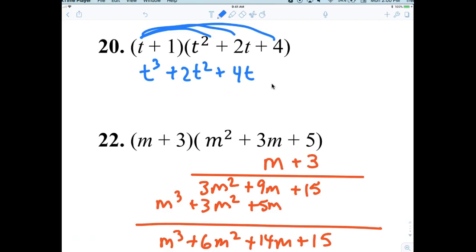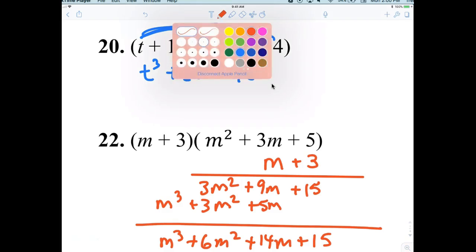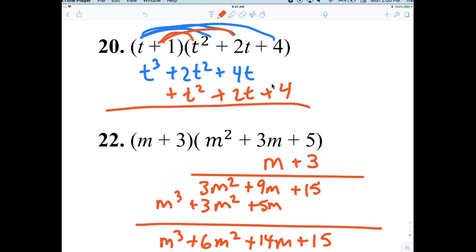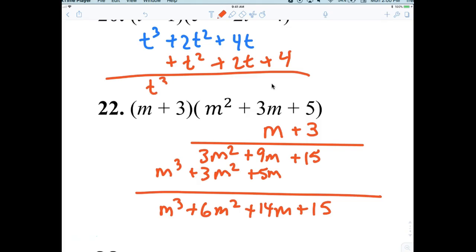Essentially what we're doing is we're just distributing twice. Now watch. I'm going to distribute the positive 1. So that's going to be positive t squared. Now why did I put it there? That's exactly right. That's how it lines up. Then 1 times 2t is a positive 2t, and then a positive 4. And now notice I've saved myself a tremendous amount of time. Right? So right now it is t cubed plus 3t squared plus 6t plus 4.